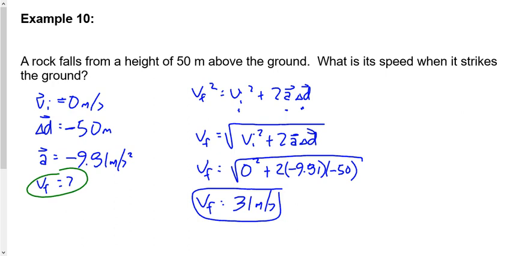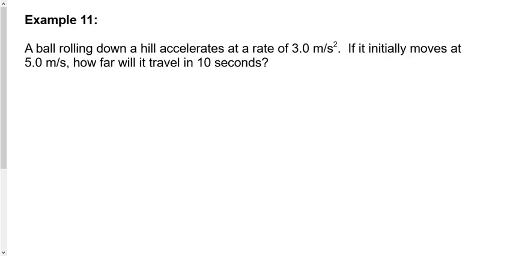Remember, when an object rises or falls and only gravity is affecting it, let's make A negative 9.81 meters per second squared. And finally, the last example that I want to give you here today, example number 11, says a ball rolling down a hill accelerates at a rate of 3.0 meters per second squared. If it initially moves at 5 meters per second, how far will it travel in 10 seconds?